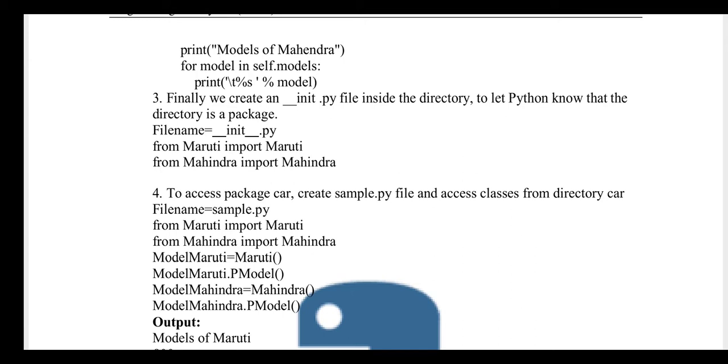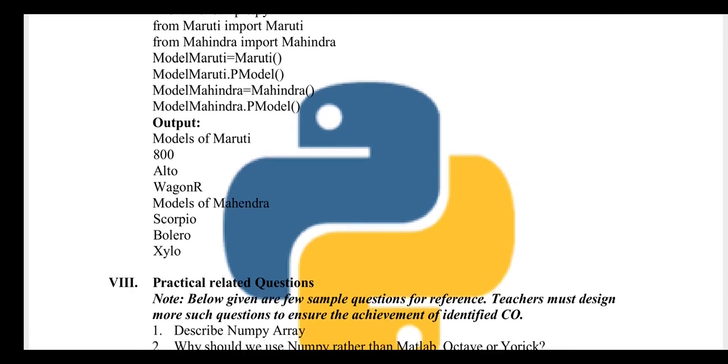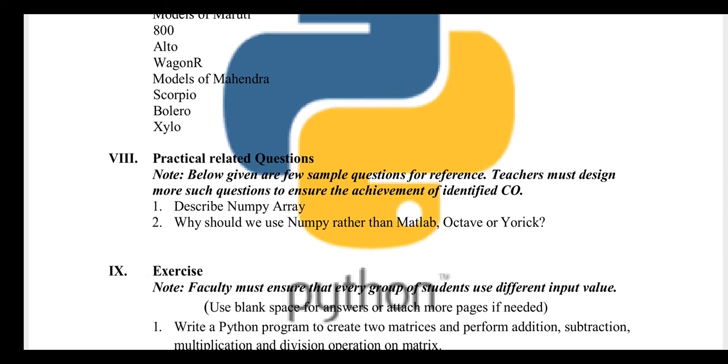First we have created the object of the Maruti class, and second we created the object of the Mahindra class. After that we access its other function, that is p_model. First it will print Maruti's models, and afterward it prints Mahindra's models. In this way you can create your own package.